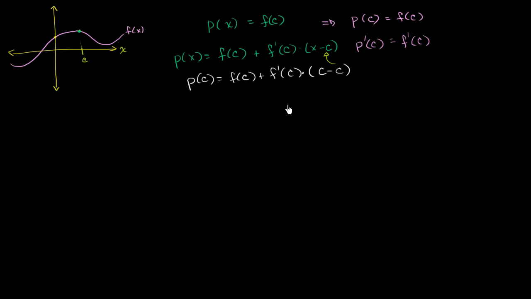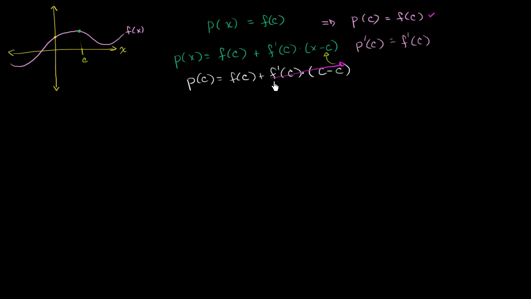C minus c. Well, this term right over here is going to be 0. And so this whole term right over here is going to be 0. And so you're just left with p of c is equal to f of c. You're just left with that constraint right over there.